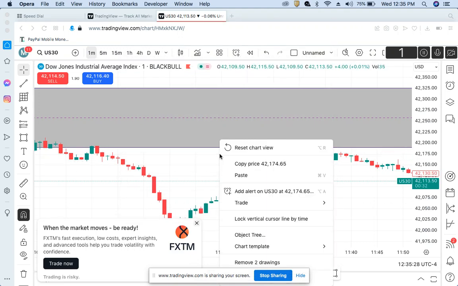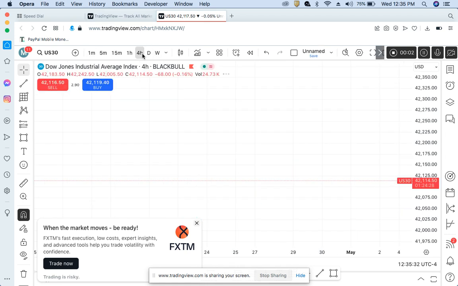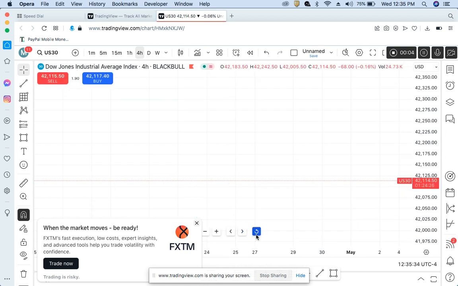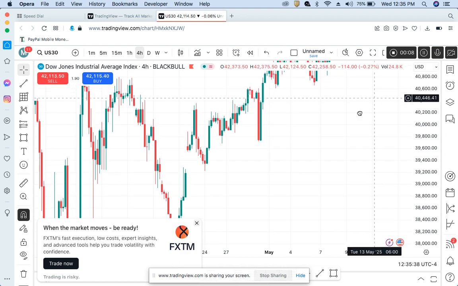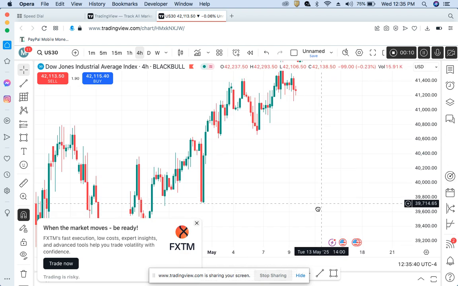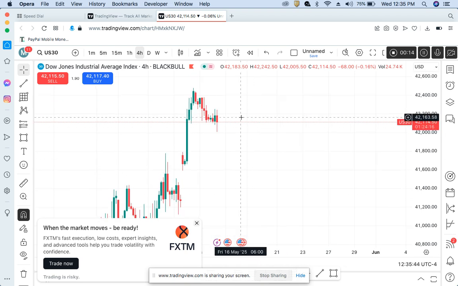Okay, how do you make 50 pips every day? Let's go to the 4 hours time frame. This is US 30. The first thing you do is identify a key level and then find the liquidity inside a key level. So you see the most recent price action.